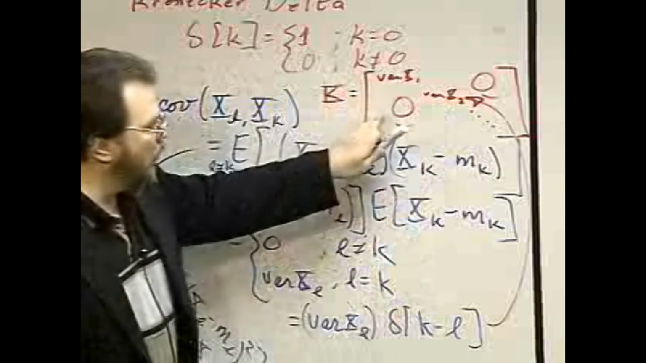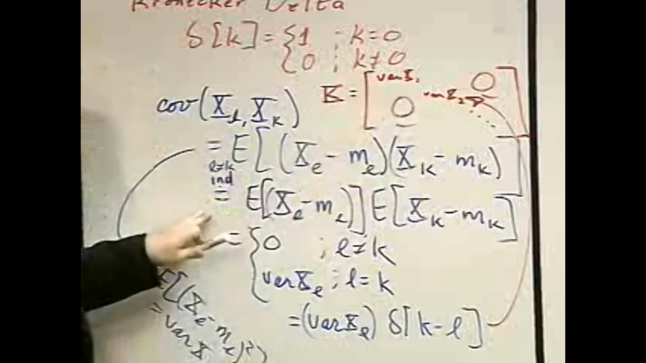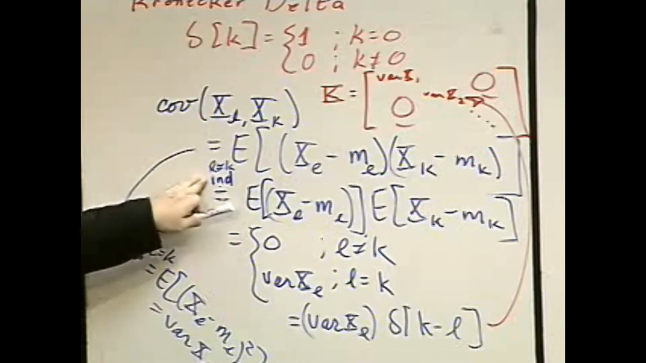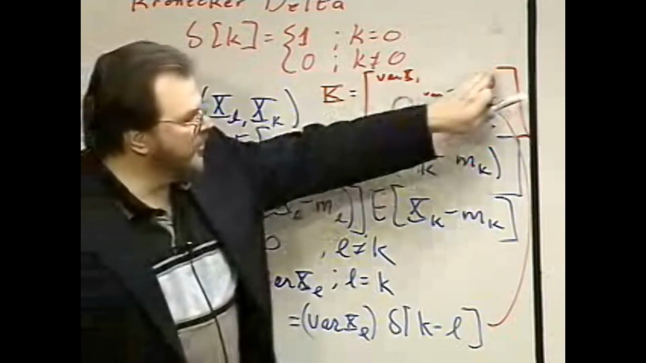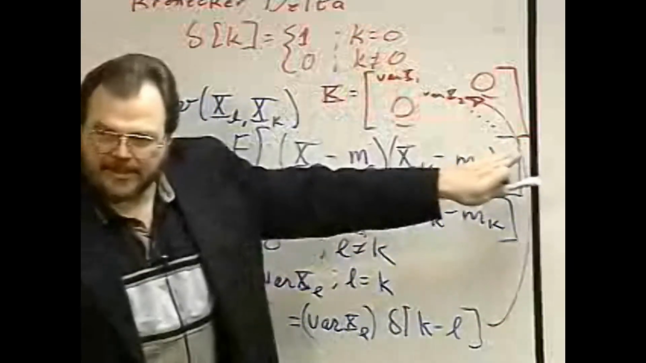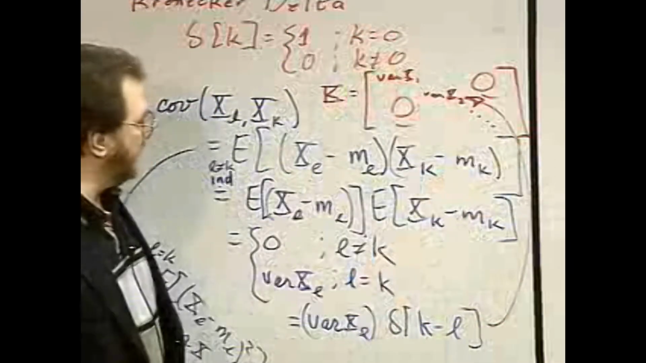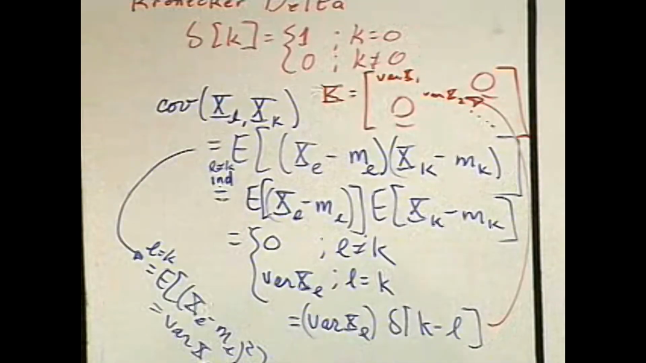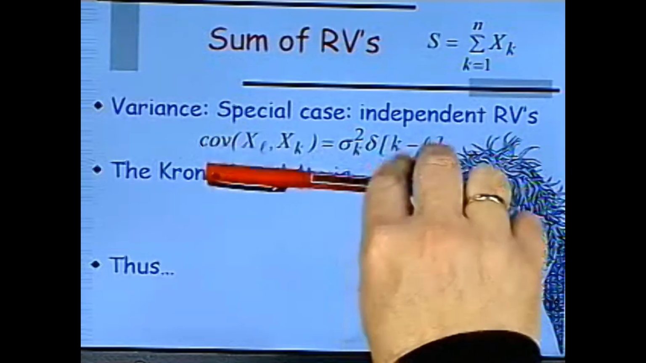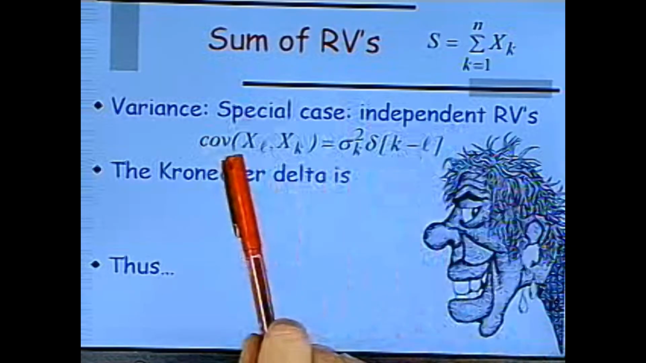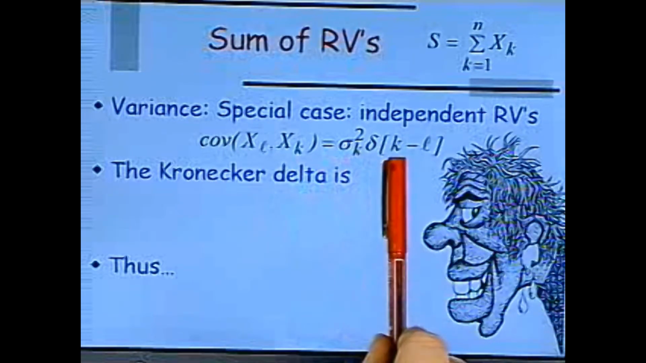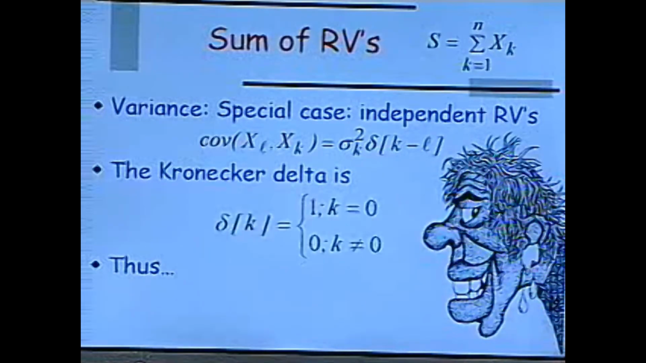So this is true. What's the only assumption that we have made here? The only assumption that we have made is of independence. So when we have independent random variables, the covariance matrix is equal to 0 in the off diagonal terms, and on the diagonal is equal to the variance of the individual random variable. So that gets back to our overhead, which is the special case where we have independent random variables. We have just shown on the board that the covariance is equal to sigma k squared times this Kronecker delta. Here's the Kronecker delta as we have defined it.